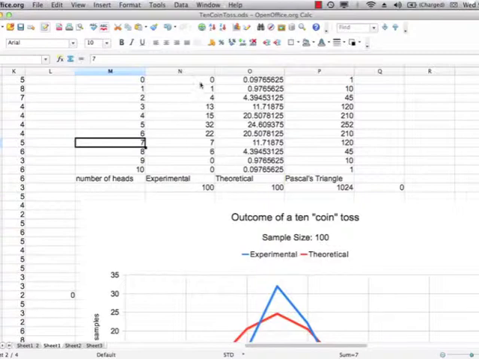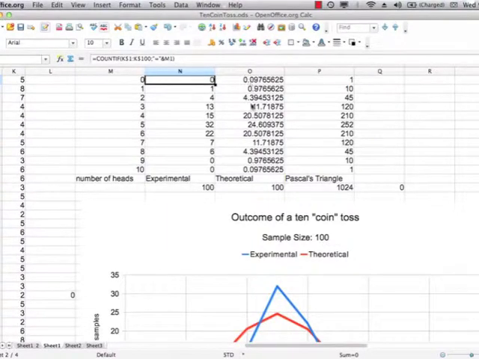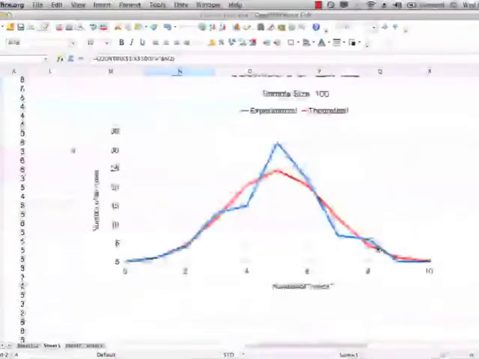And so what this is telling me is, now I'm only counting if K1 through K100 equals this number. And here's my theoretical probability, where I've just taken Pascal's triangle and multiplied it by 100 and divided it by 1024 to get the theoretical for what I should get for my experimental for just 100 samples. And so then you can see what's going to happen here as I move this around.